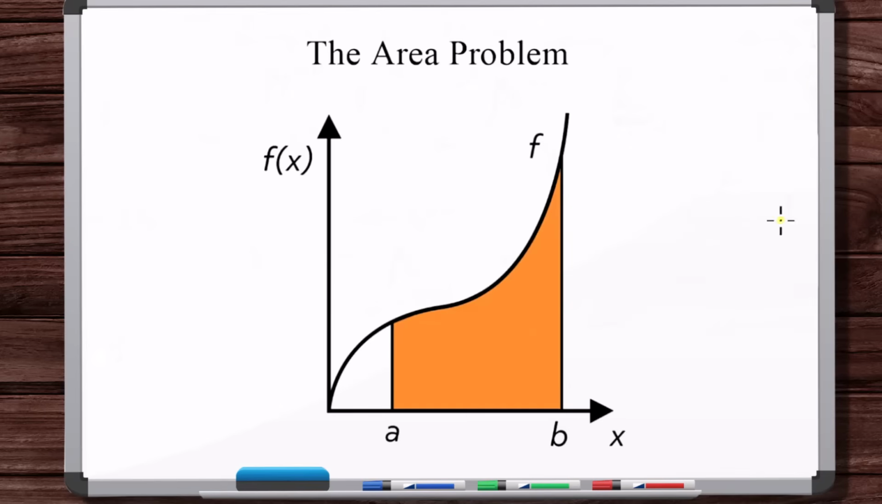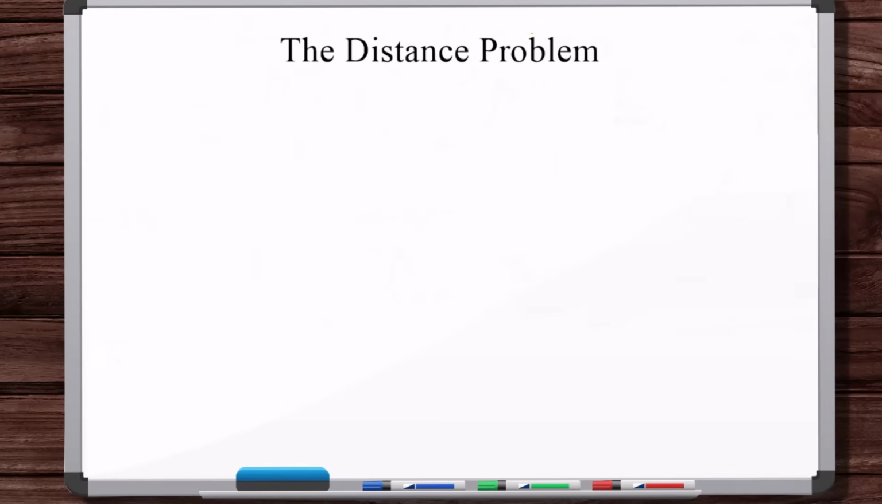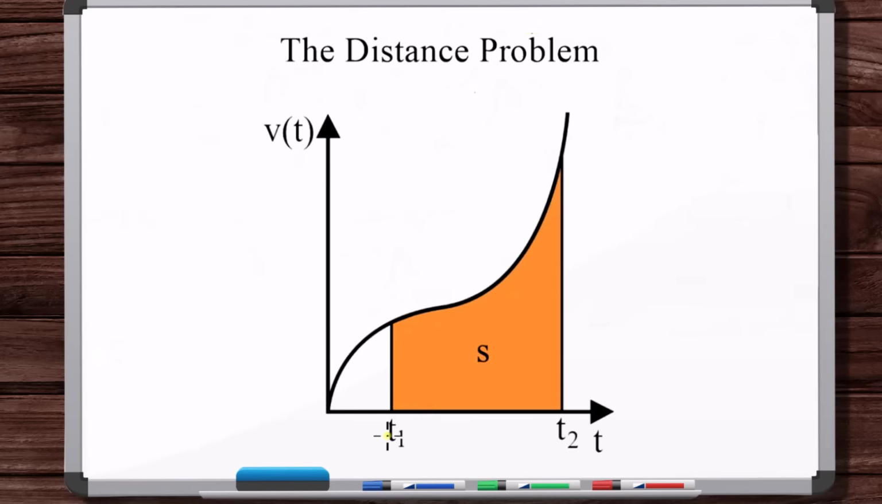Okay? But in addition to the area problem, we can also think about what's called the distance problem. The distance problem is to the area problem what the velocity problem is to the tangent problem. So let's say you want to determine the distance something travels between time t1 and time t2, and you have the velocity versus time curve. Well, to determine this distance, s, what you need is the area under the velocity versus time curve between these two time points, t1 and t2. You need this area here.